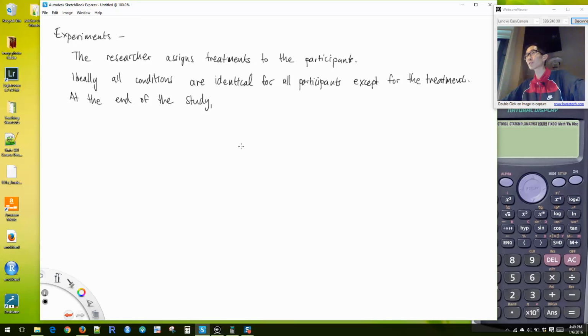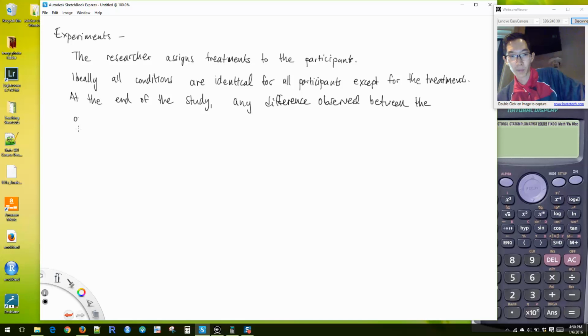If we observe a difference, then the difference in heart attack incidence or whatever else might be can be attributed to the fact that this group drank diet soda and this group did not, because we controlled everything else. So at the end of the study, any difference observed between groups can be attributed to the difference in treatments.